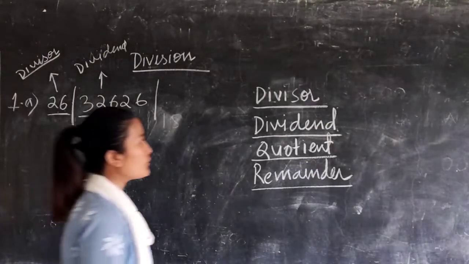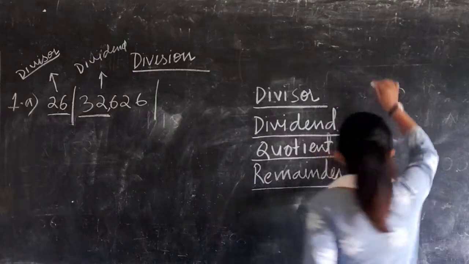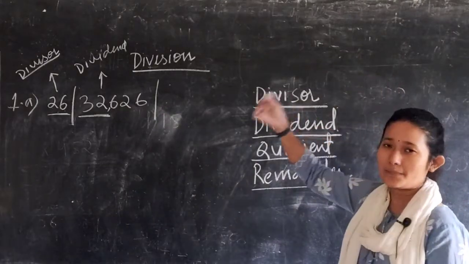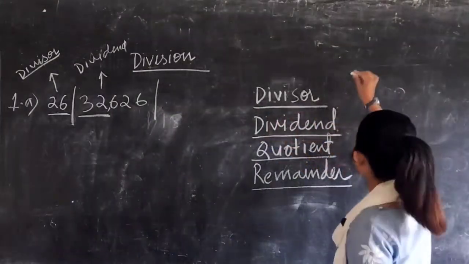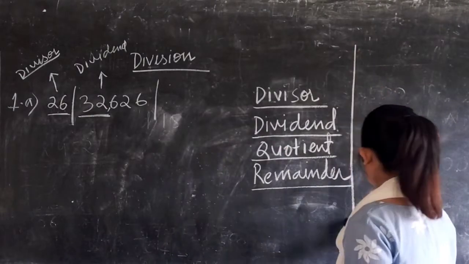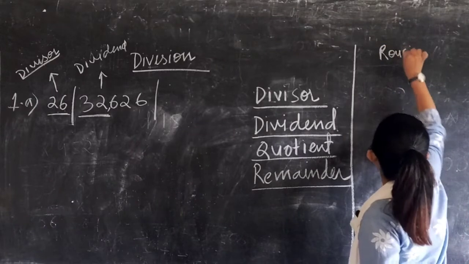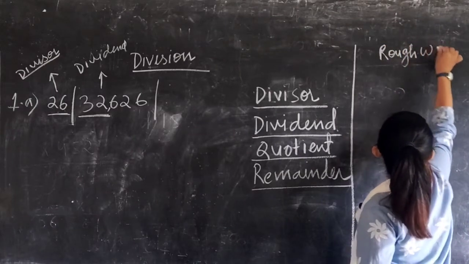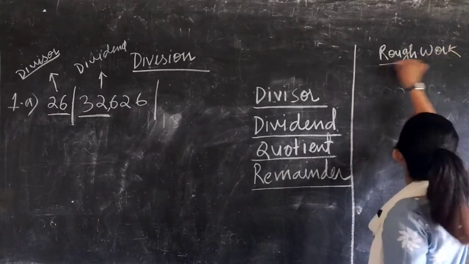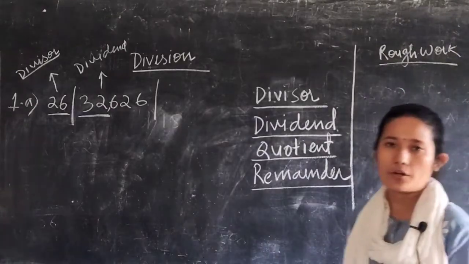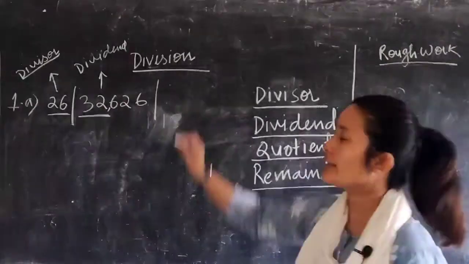Okay, now before carrying out any operation in your copy, before carrying out multiplication or division in your copy, by the corner you draw a margin like this, and you write there rough work. And here you will carry out all the rough work, multiplication, division, and then you will write there.